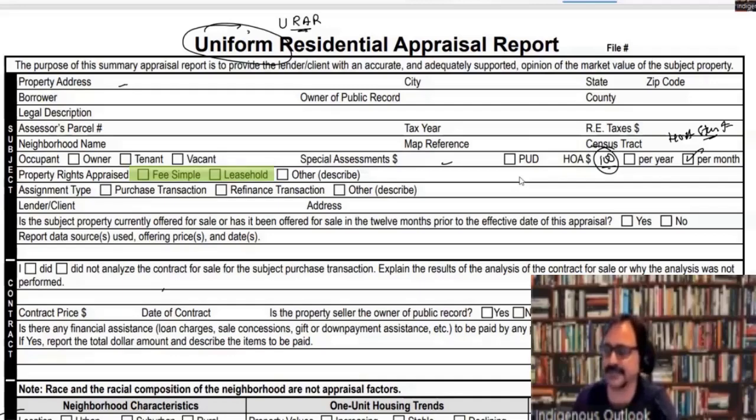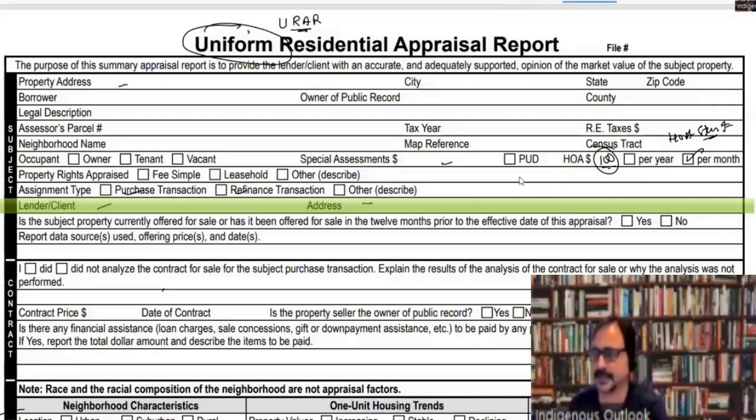Next is property rights appraised, whether it's fee simple, leasehold, or other. We already discussed while going through the title and the 1003 what fee simple and leasehold are, so I won't describe it again. Assignment type, loan purpose: purchase transaction or refinance, right? Who is the lender? If you are looking for an investor, then you need to check who was the lender who actually funded the loan, or if we are working in live underwriting, we know who our lender is, for whom we are working, right? What is the lender address? It should be correct. It could not be that I am working for Bank of America and the appraisal is showing me the US Bank name as the lender. That should not be. And the address should be correct.